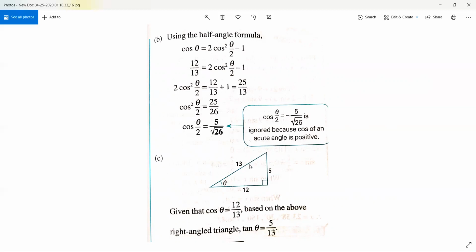And then in this triangle, cosine is 12 over 13, but tangent will be 5 over 13. So tangent should be 5 over 12. Okay, tangent should be 5 over 12. This one is written wrong only.